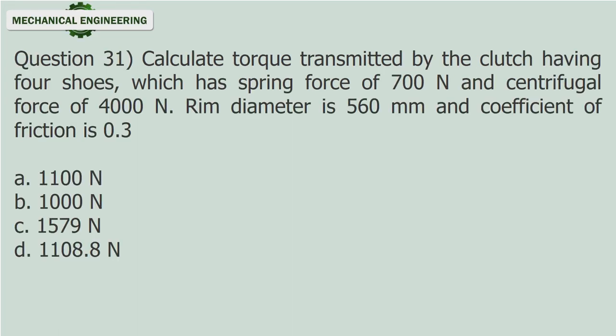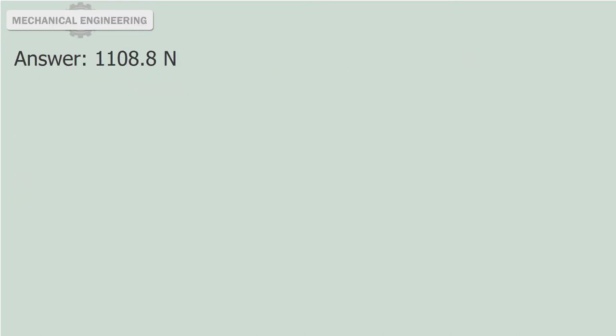Question 31. Calculate torque transmitted by the clutch having four shoes, which has spring force of 700 N and centrifugal force of 4000 N. Rim diameter is 560 mm and coefficient of friction is 0.3. A. 1100 N. B. 1000 N. C. 1579 N. D. 1108.8 N. Answer: 1108.8 N.